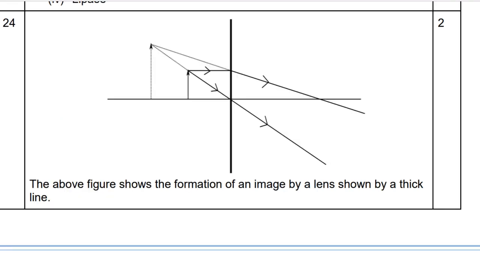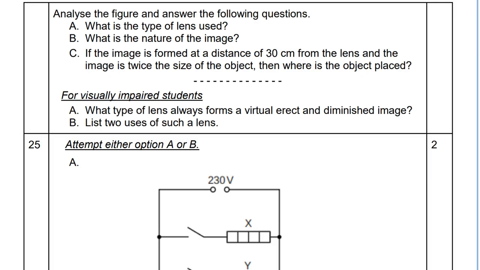Question 24. The above figure shows the formation of an image by a lens shown by thick line. Analyze the figure and answer the following questions. A. What is the type of lens used? Answer. The lens is a convex lens. B. What is the nature of the image? Answer. The image is virtual.